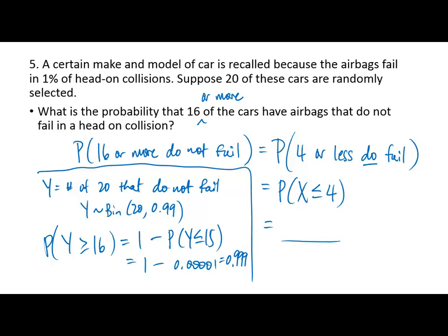So we had 4. Yeah, let's double check that one. Yeah, so it's like 0.9999986 something there. So yeah, if you're using your calculator, you put in n, then p, then x. Okay.